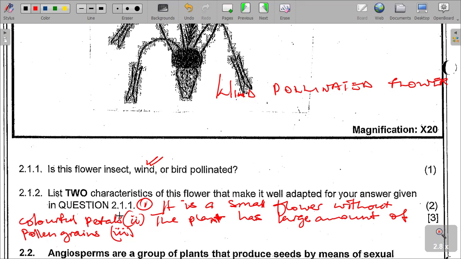What else can we see? The pollen grains are very light. They are easily blown off by wind. Pollen grains are very light.